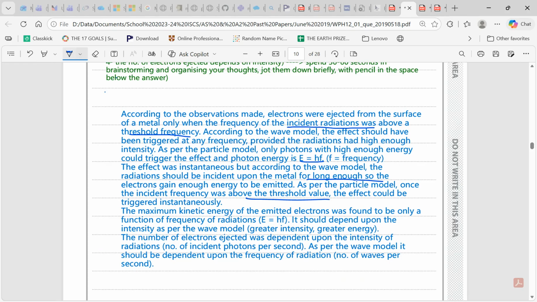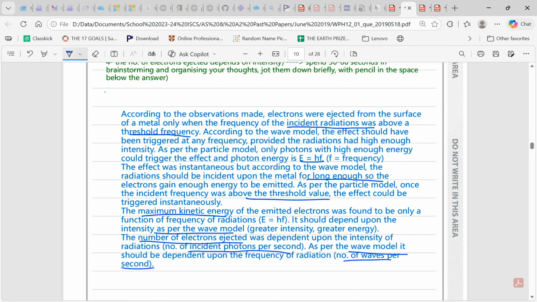Next we have: the maximum kinetic energy of the emitted electrons was found to be only a function of the frequency of the radiations. It should depend upon the intensity as per the wave model. Next, the number of electrons ejected was dependent upon the intensity of radiations. Intensity means number of incident photons per second. This is according to the particle model. As per the wave model, it should be dependent upon the frequency of radiation, which is number of waves per second.